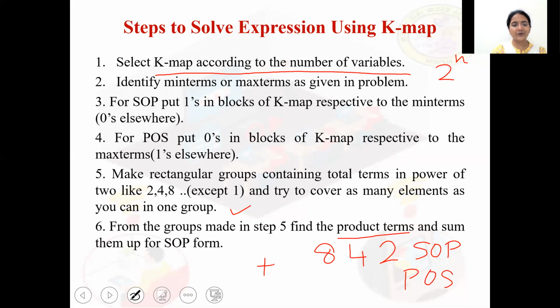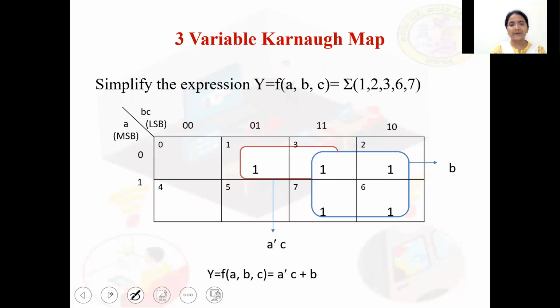These are the steps that we have to follow while grouping, or while writing the K-map, or while simplifying the expression using the K-map. Next, we will consider one example, a 3-variable K-map. Simplify the expression y is equal to f of a, b, c, that is equal to summation 1, 2, 3, 6, 7.